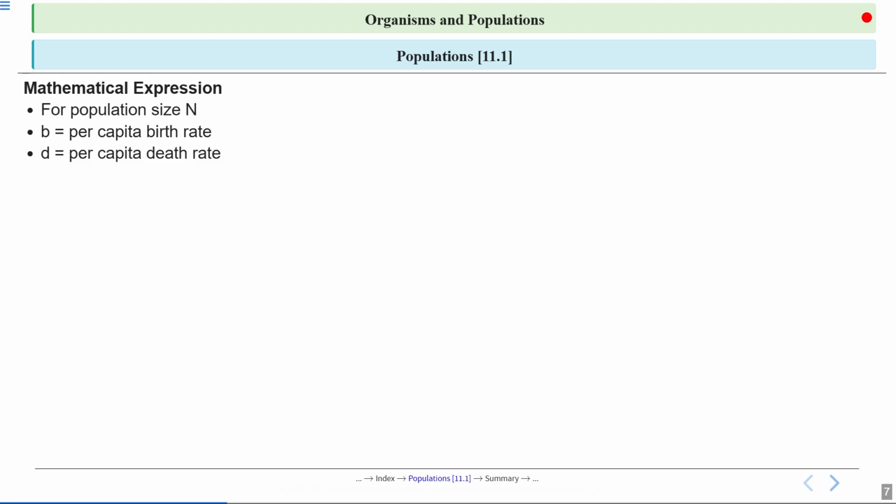Okay, then we have the D, which is per capita death rate. This rate indicates how many individuals are lost from the population per individual per unit time. Now let's look at the change in the population size over time. The equation dN/dt is equal to (b minus d) into N. This shows how the population size changes.